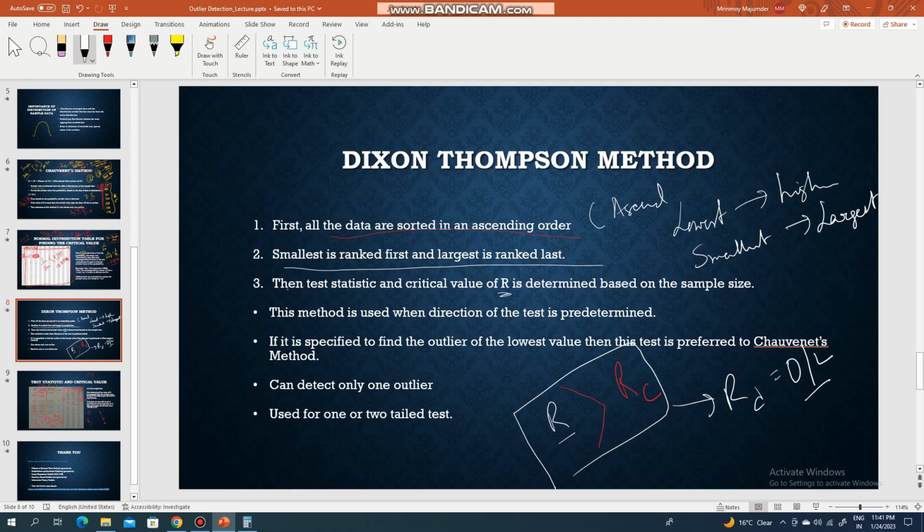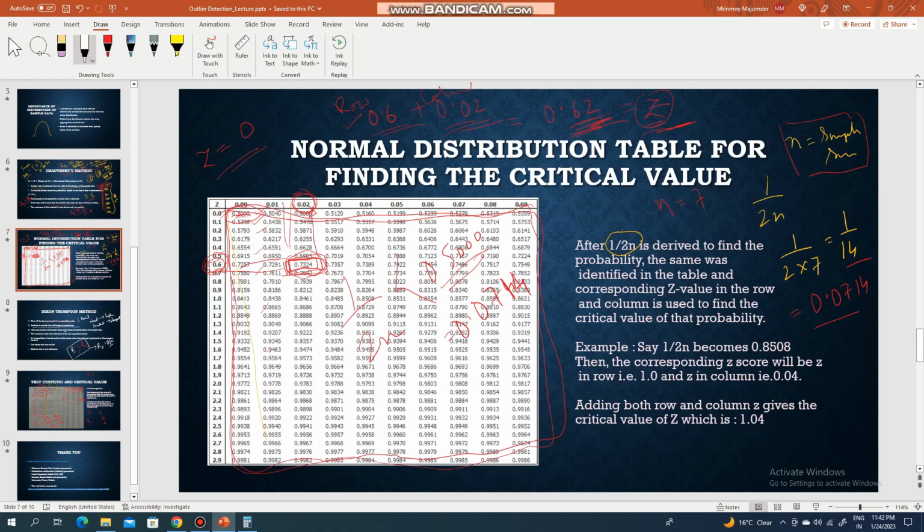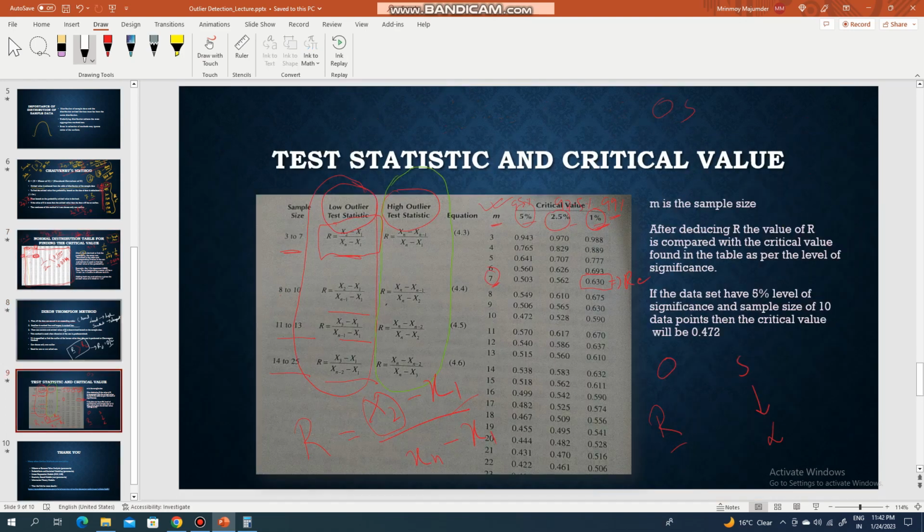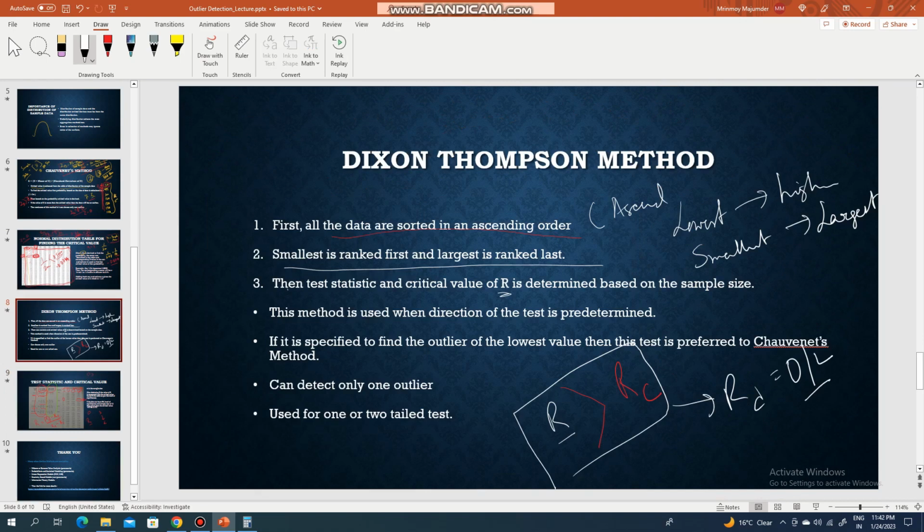So in summary, if I summarize the Dixon Thompson method, first, when you have completed your data collection, you will arrange the data from smallest value to largest value. That means in ascending order. You will assign the first rank to the smallest value and the last rank to the largest value. Then you will try to find the R.